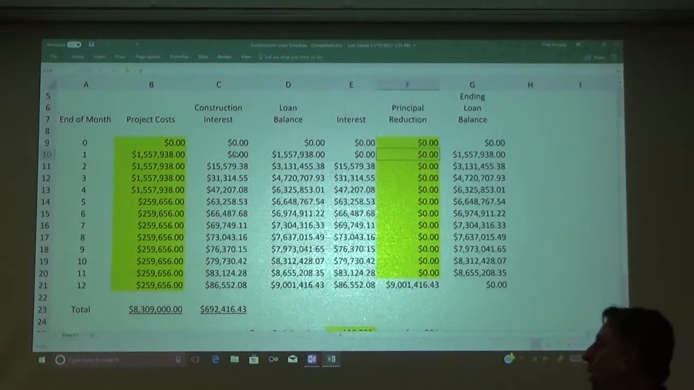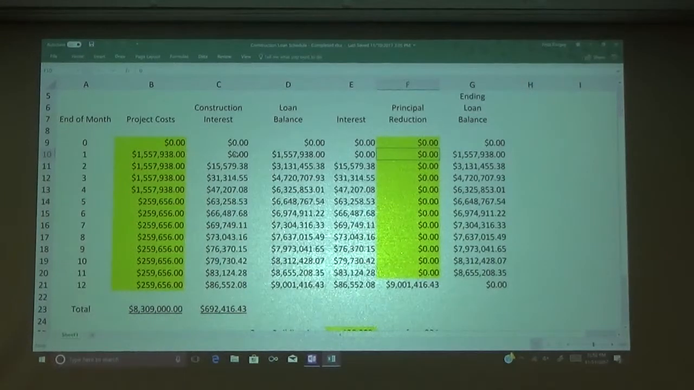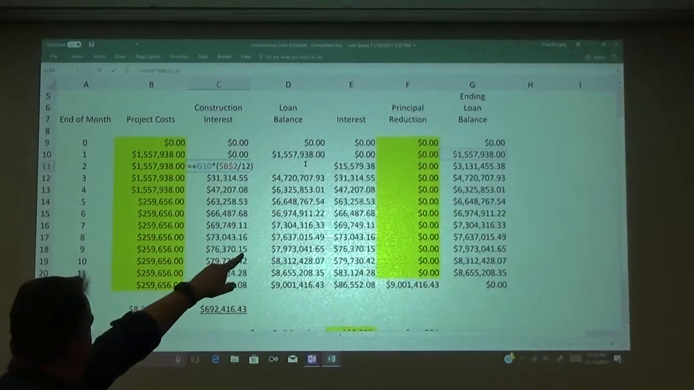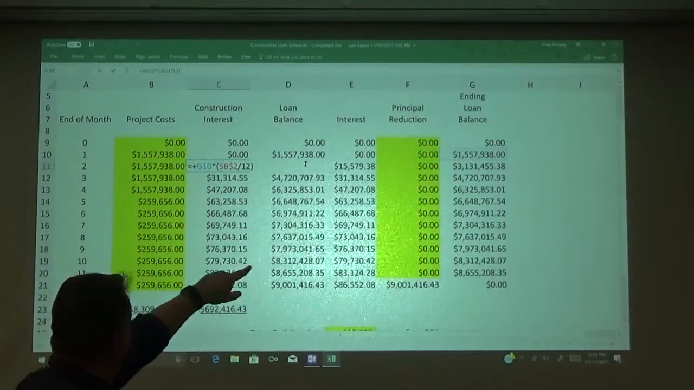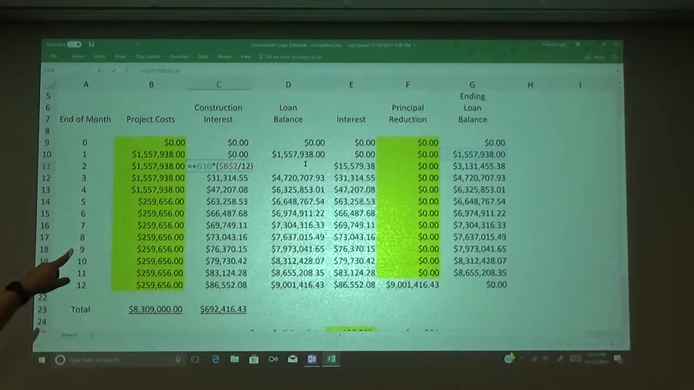Now, in terms of actually calculating the interest here, let's start with this one, because this is the first time that you actually see interest being calculated. Whenever you click on that cell, take a look at what highlights. It is the ending loan balance from the month before, times the interest rate divided by 12. It's that simple. It's not complicated. We've obviously done things a lot more complicated than that.